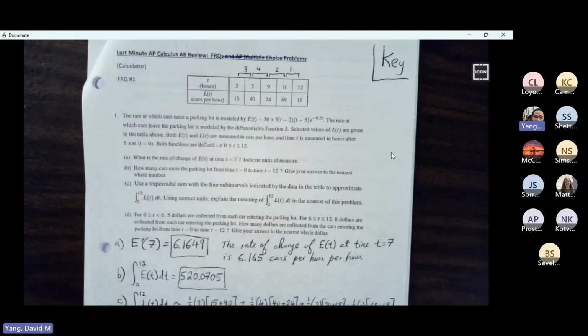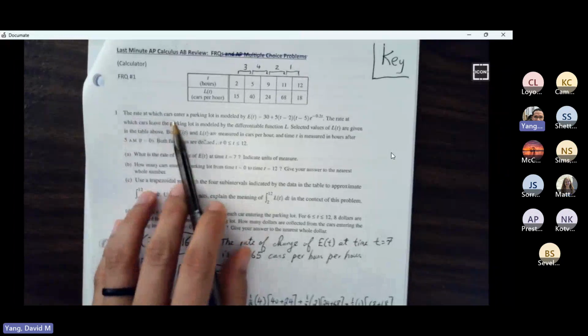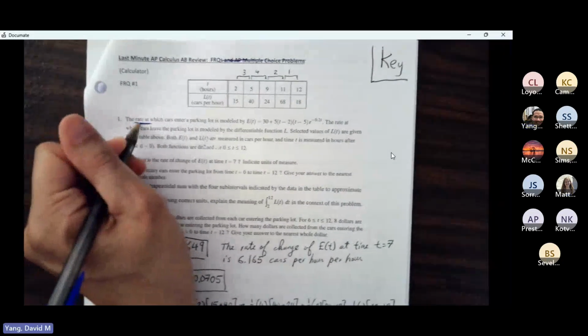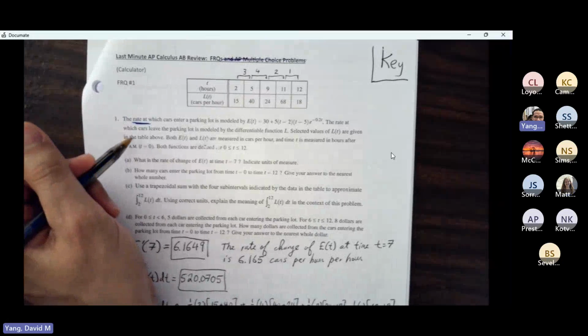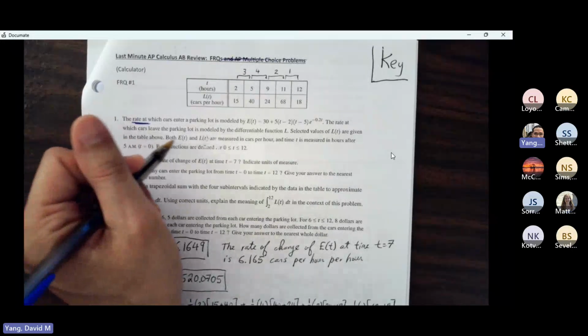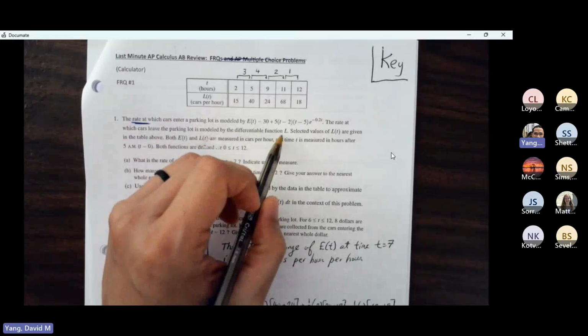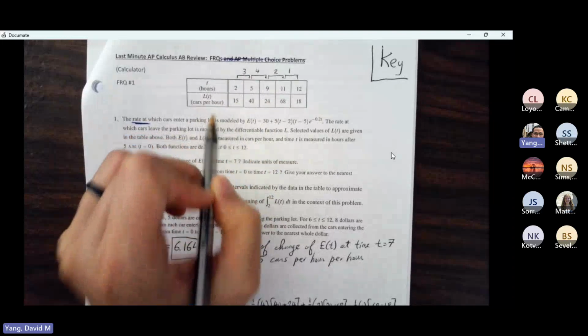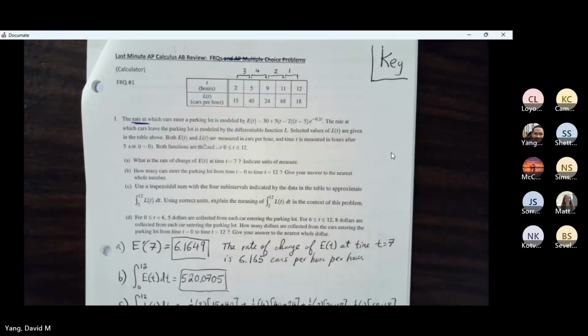Okay, so starting with number 1, the rate at which cars enter a parking lot is modeled by E of T, so keep in mind that E of T is a rate. And then there's also another rate at which cars are leaving that's given by a differentiable function L. So here is L of T, also in cars per hour, also a rate. Both E of T and L of T are measured in cars per hour, and time T is measured in hours after 5 a.m. Both functions are defined for T values between 0 and 12, so hours after 5 a.m.